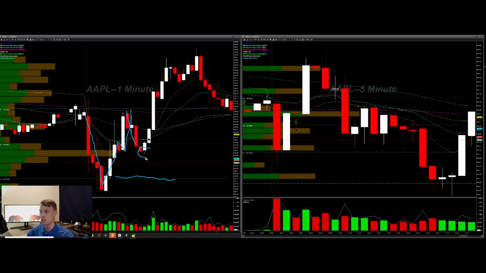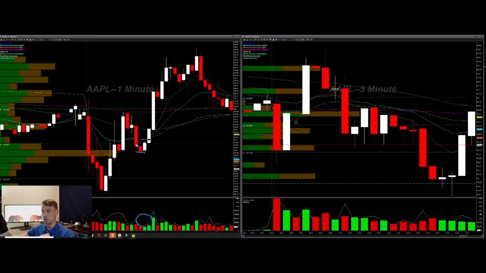Unfortunately, this was my entry right below. I took it right around this level. This is where that candle opened, which was right here at the bottom of this candle. It was exactly where this one opened and this one closed. It was a little bit lower than the VWAP, but I was trying to take into account the volume that was coming in and also the price action.